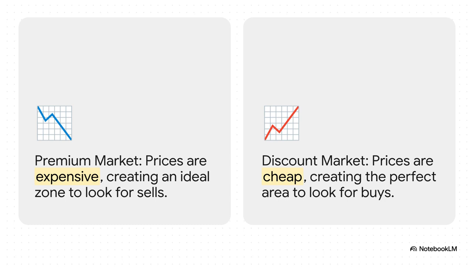Okay, before we get into the nitty-gritty of the templates themselves, we've got to talk about the environment they operate in. This is super important. Every single move happens in the context of what we call premium and discount markets. It's really simple. A premium market is when prices are expensive. That's your sell zone. And a discount market, that's when prices are cheap. That's your buy zone. Get this concept down because it's the foundation for literally everything we're about to cover.